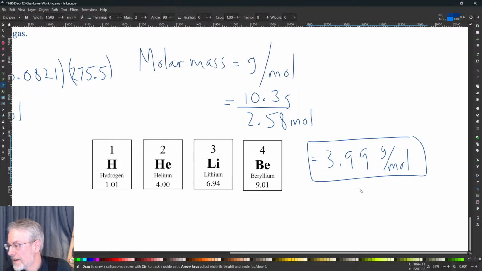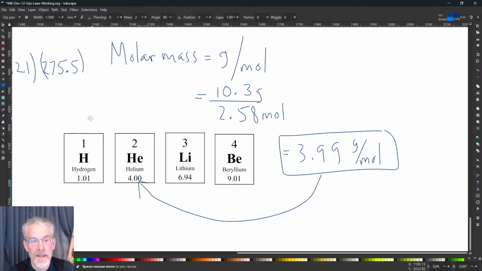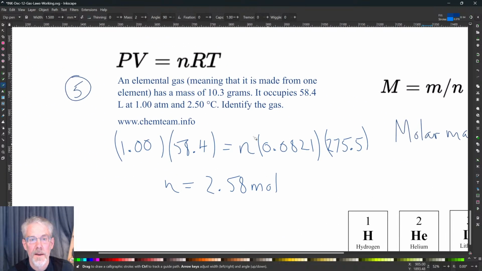I see Meta, Isabella, you all are right on target with that, right? The closest one, that's going to be helium. So that's kind of a tricky question. That would have messed with me as a student. So let me just go over real quick how I did it, just so you can see this again.